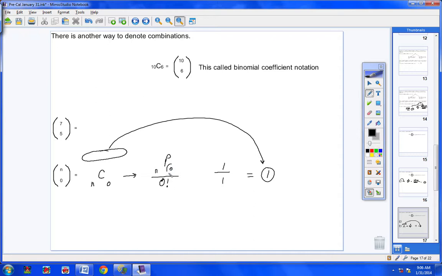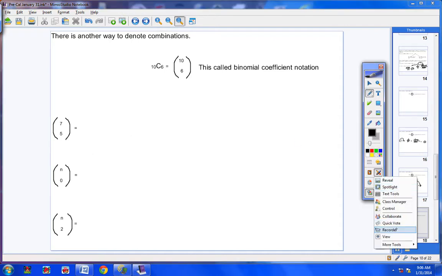Whenever you're taking permutations with a 0 here, you're going to have a 1 here, and of course 0 factorial is going to be 1. Okay, all right, let's continue on to one more problem. Hope you're taking some good notes. Rewind this and listen to it again if you need to.